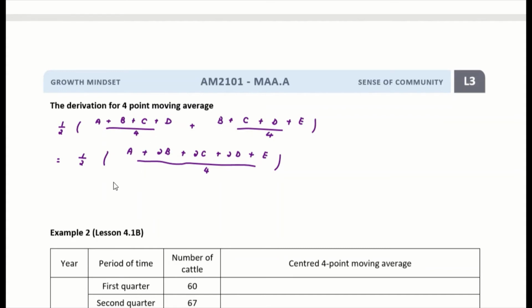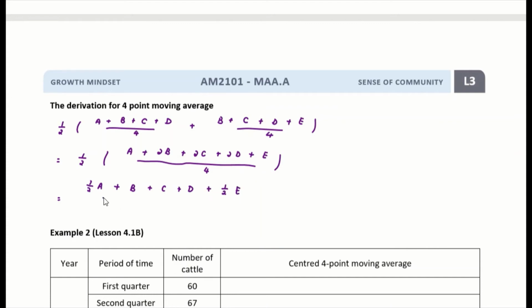Okay, so now what we are going to do is multiply 1 over 2 through the numerator. So 1 over 2 multiply A, you get 1 over 2 A. 1 over 2 multiply 2B, then you are getting B, because 2 multiply 1 over 2 gives 1. 1 over 2 multiply 2 again, you get 1, so you are left with 1C. 1 over 2 multiply D, you get 1D. 1 over 2 multiply E, you get 1 over 2 E.